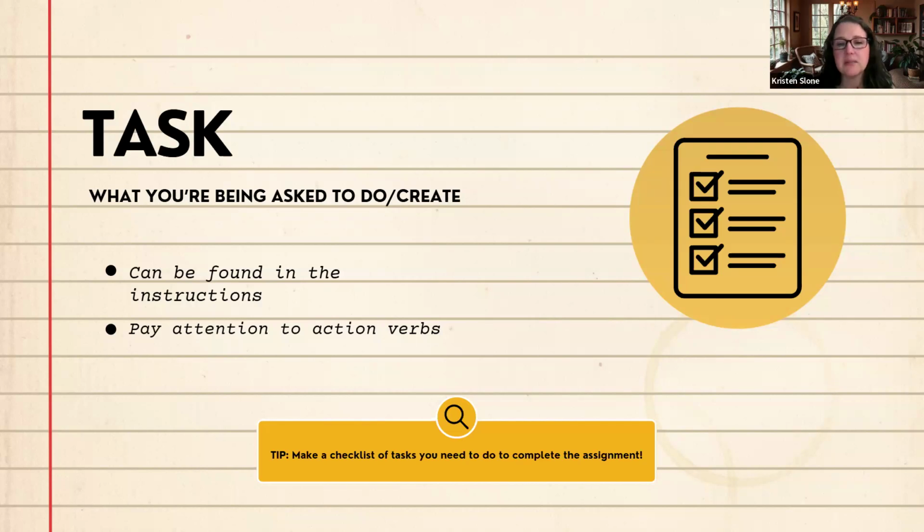A tip here is to make a checklist of the tasks that you need to do to complete the assignment. And I will show you what that looks like. I'm going to walk you through all of the steps of this in just a minute.